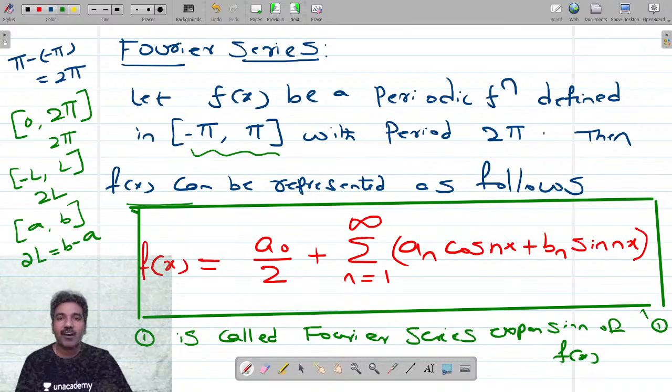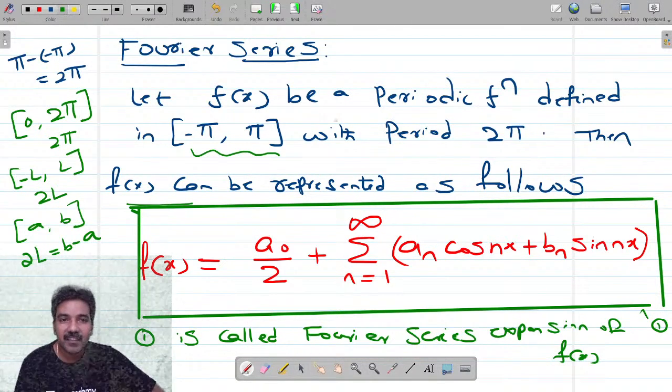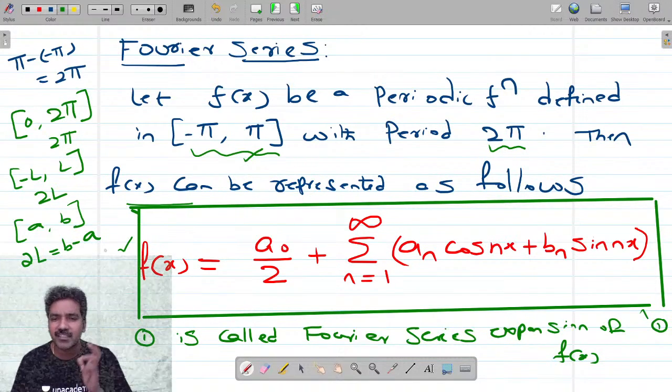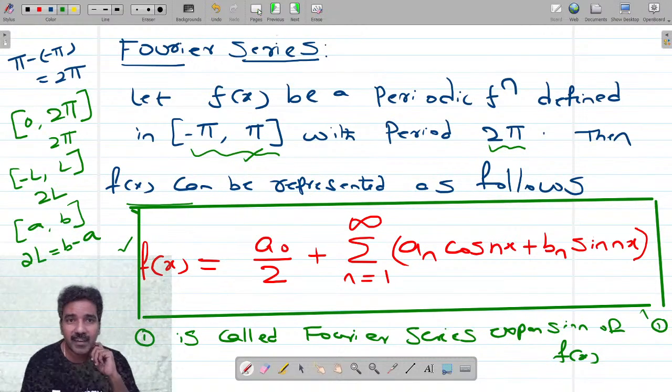So whenever f of x is a periodic function having period 2 pi, which is defined in closed interval minus pi comma plus pi, then f of x can be represented like this, as a linear combination of sine and cos. Here a naught is called a Fourier coefficient, an is a Fourier coefficient, bn is a Fourier coefficient. Now let us see the various formulae to define a naught, an, bn. They are very important from the examination point of view. Now look at this.